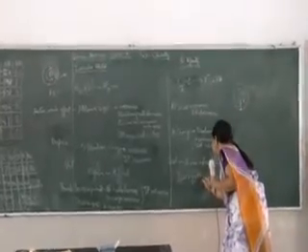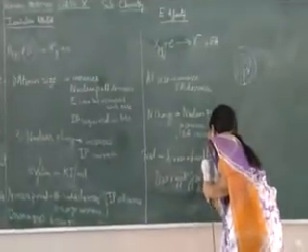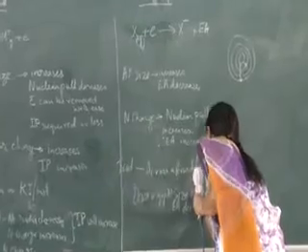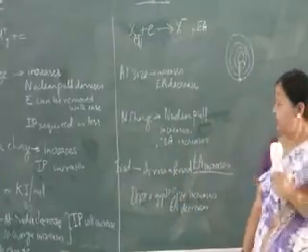Electron affinity decreases. What is the other factor?